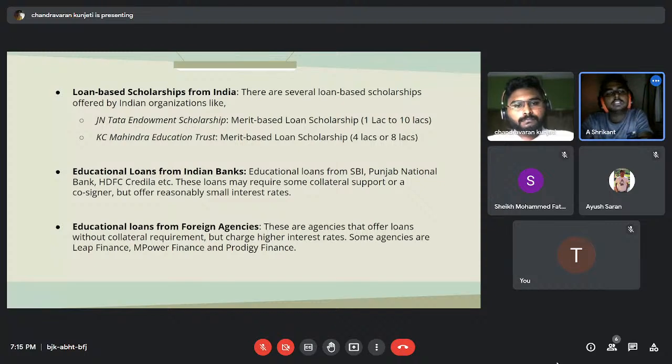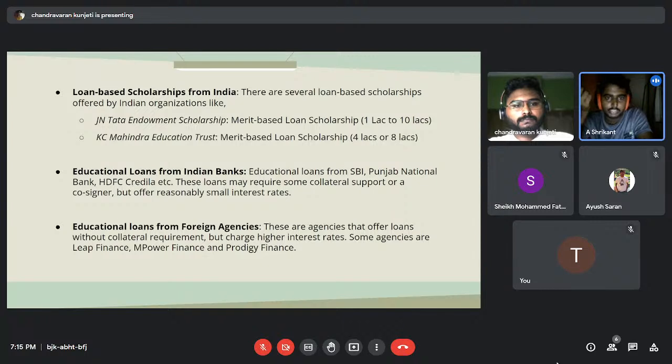And then there is this last point in education loans: from foreign agencies. There are some agencies which are funded by foreign banks and foreign investors. They don't require collateral while providing student loans. They claim that the university you are applying to and your own standing will determine whether you'll get a loan or not, not your collateral. So these agencies offer loans without any collateral requirement, but they can charge slightly higher interest rates.